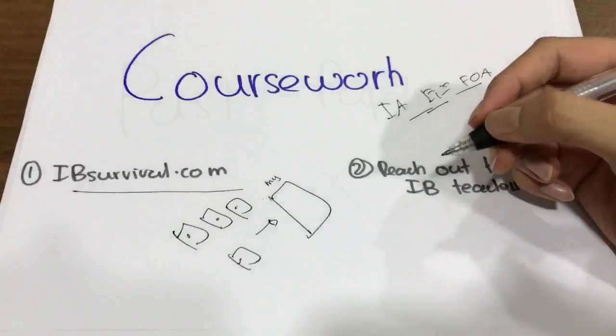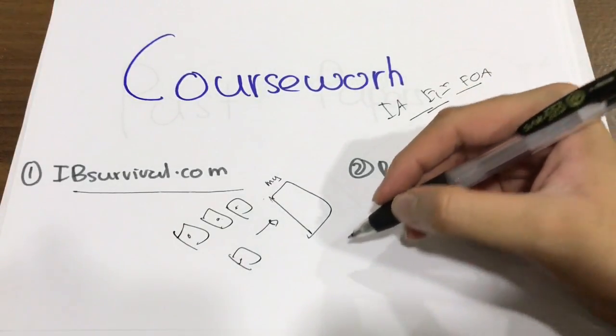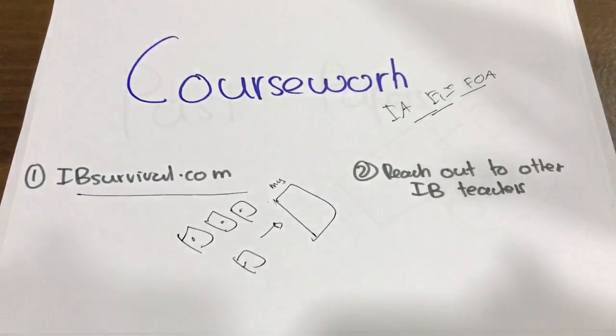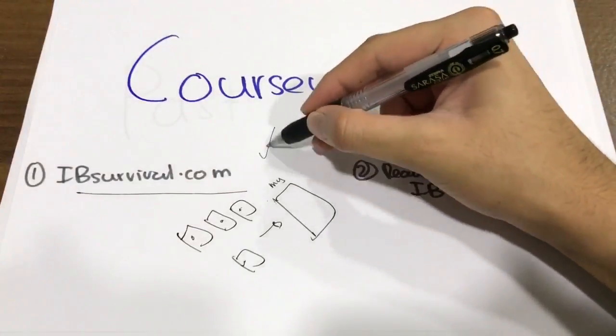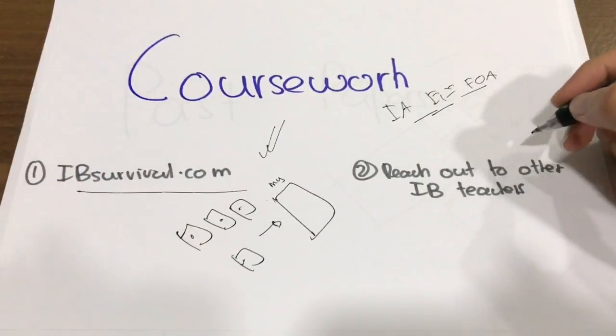Also, if you go on the IB website, they have like 12 different sample internal assessments with commentary on each of them. So if you go through all of them and you really see what the IB likes, what the IB doesn't like, that can really help you as well. So ibsurvival.com is extremely important if you don't have a good guide for somebody to help you with your IA and your EE. The second thing I'd recommend to do is reach out to other IB teachers.